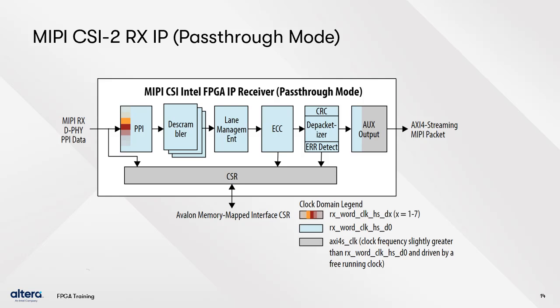In pass-through mode, the CSI2 receive protocol sub-block is the same as in video mode up to the CRC, the depacketizer, and the error detection modules. Instead of the byte-to-pixel module, we find the auxiliary output block that directly passes the packet out of the AXI4 streaming MIPI packet interface, completely bypassing the CSI2 AXI sub-block. You still have the Avalon memory mapped interface to provide access to internal CSRs in the protocol sub-block. And again, the slide shows only the receive IP. The transmit IP has similar but opposite blocks.